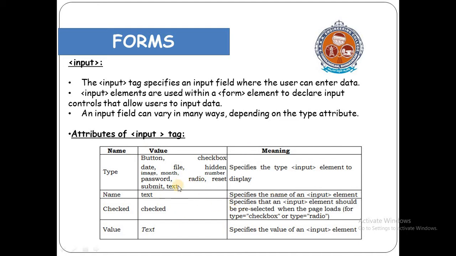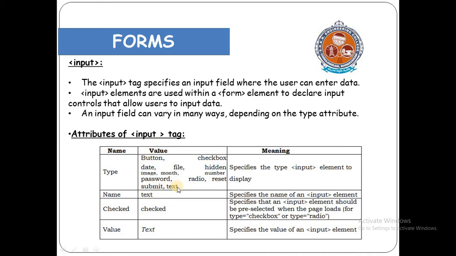Input type equal to radio means radio buttons. Reset and submit are buttons. Input type equal to button means if we click on the form reset, it will reset the data we have entered. Submit is the main important button. After entering the fields, if we give submit, it will enter.